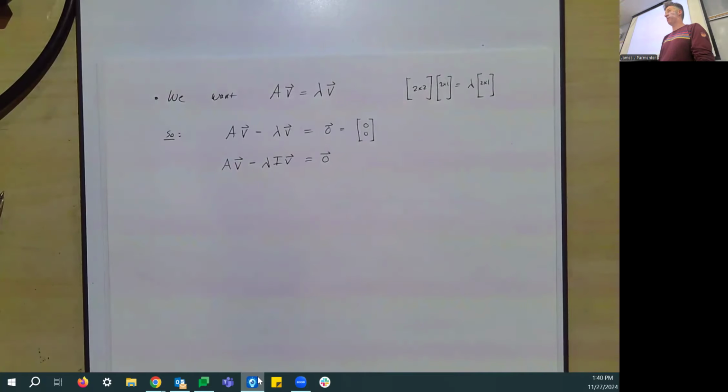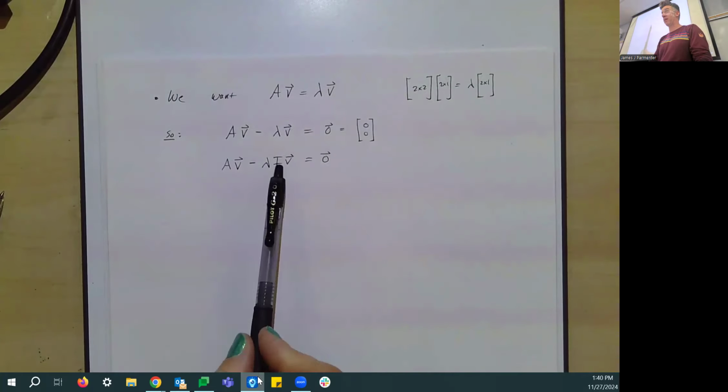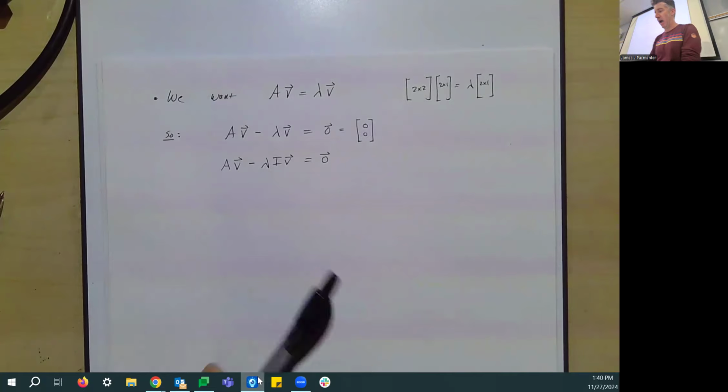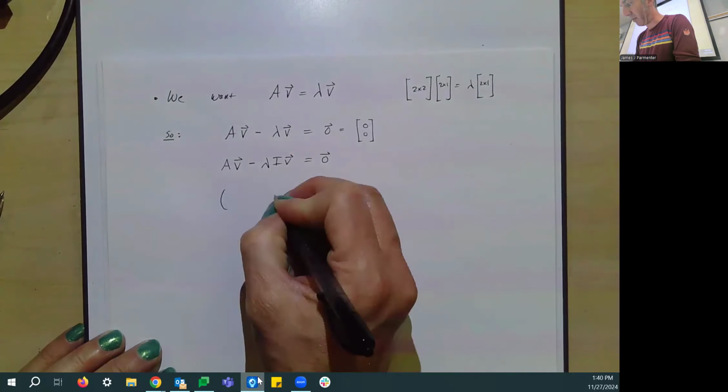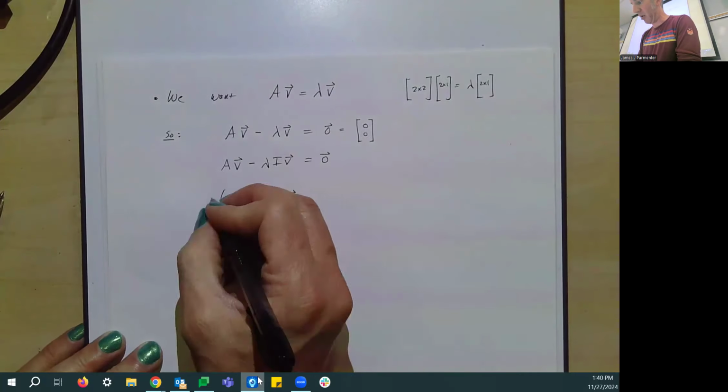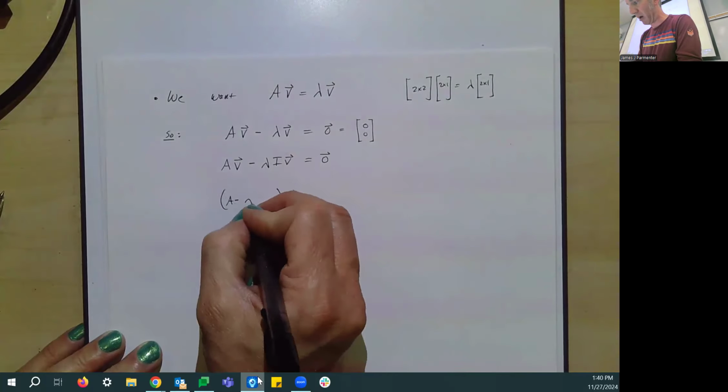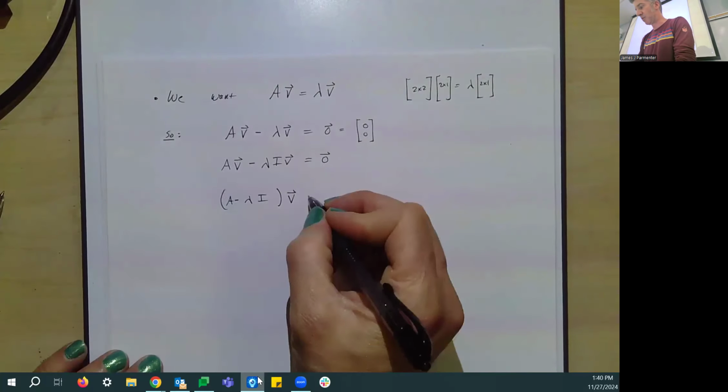Now, with matrix multiplication, if you are trying to factor stuff out, the sides are important. I cannot write the v on the left-hand side if I factor it out. I have to factor it out so that v is on the right. And over here we have A minus lambda I, still equal to the 0 matrix.